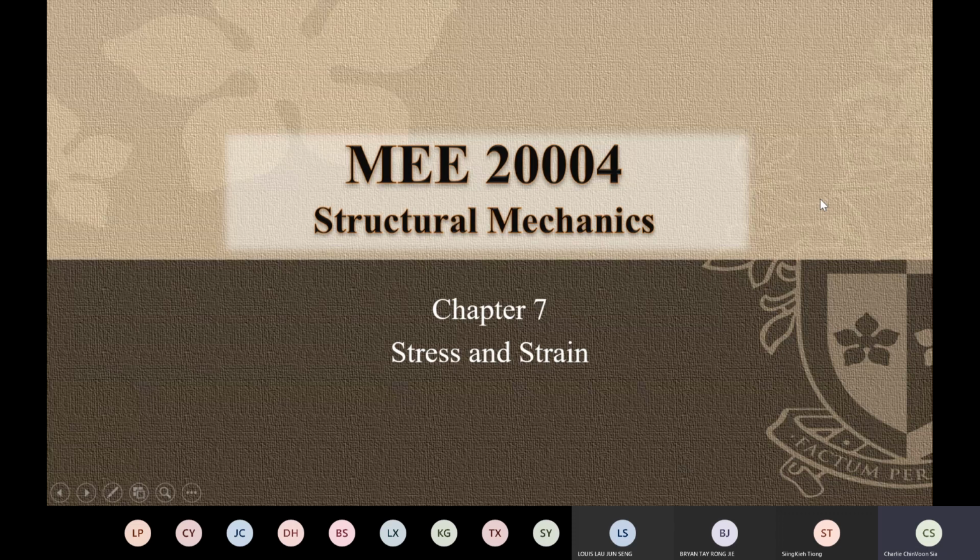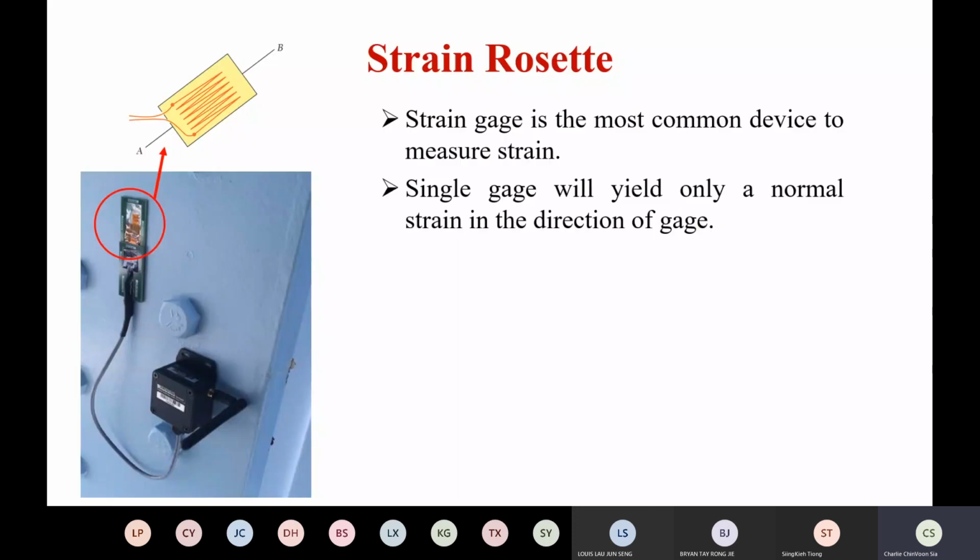Okay, so for this session, we will continue with stress and strain. Stress was already covered last week, right? For this session, I will talk a little bit about strain. So the topic is the strain rosette. We know that stress cannot be measured directly. So how do we measure the stress? It is from the strain, the strain gauge.